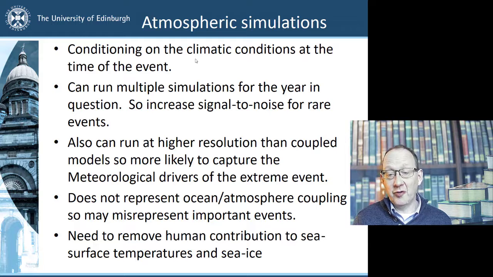Atmosphere-only simulations, though, do not represent ocean-atmosphere coupling at all, so they may misrepresent important events. For example, if we could simulate hurricanes well, and we can't until we get down to 20 kilometre resolution or so, maybe even 10, an important part of a tropical cyclone is that it drags a cold wake behind it, so it pulls it up, so you can see those interactions might matter quite a bit. And we also need to remove the human contribution to sea surface temperatures and sea ice, which can be a bit arbitrary and is another source of uncertainty which we might need to consider.